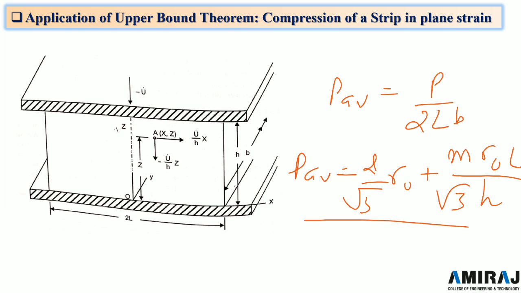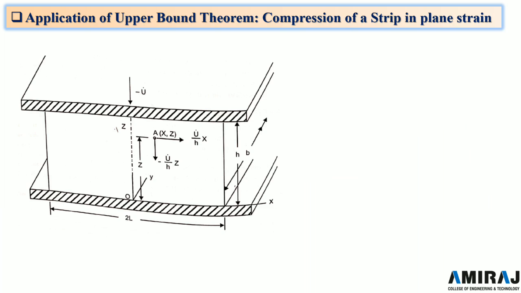The first term on the right hand side denotes the contribution due to the frictionless compression in plane strain, and the second term gives the effect of friction. So this is about the application of the upper bound theorem to the compression of a strip in plane strain.